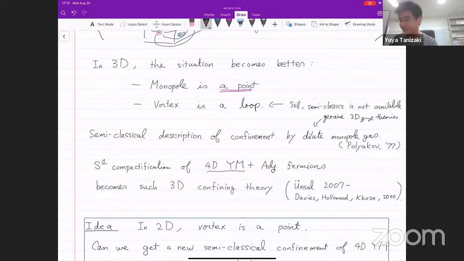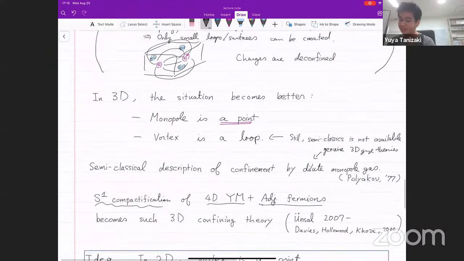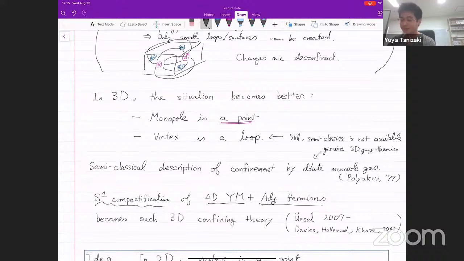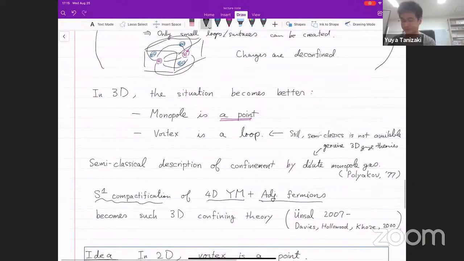Although it is not a pure Yang-Mills theory, if we add some number of adjoint fermions to four-dimensional Yang-Mills theory, then consider S1 compactification to obtain a three-dimensional effective theory, taking the periodic boundary condition for the adjoint fermions, that theory becomes effectively a three-dimensional confining theory, as shown by, for example, Mithat Ünsal since 2007. So if we consider S1 compactification with a suitable setup, then this monopole condensation scenario provides us a nice semi-classical description of confinement. It is a very semi-classical explicit realization of the monopole condensation scenario.